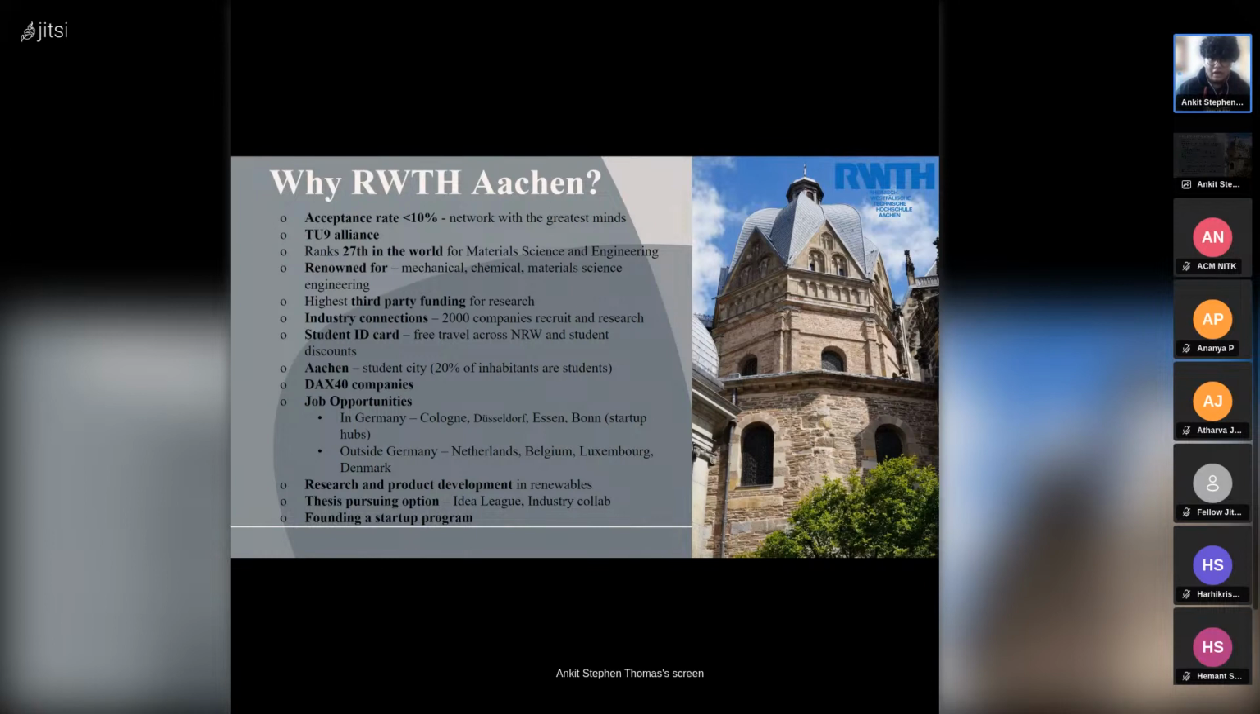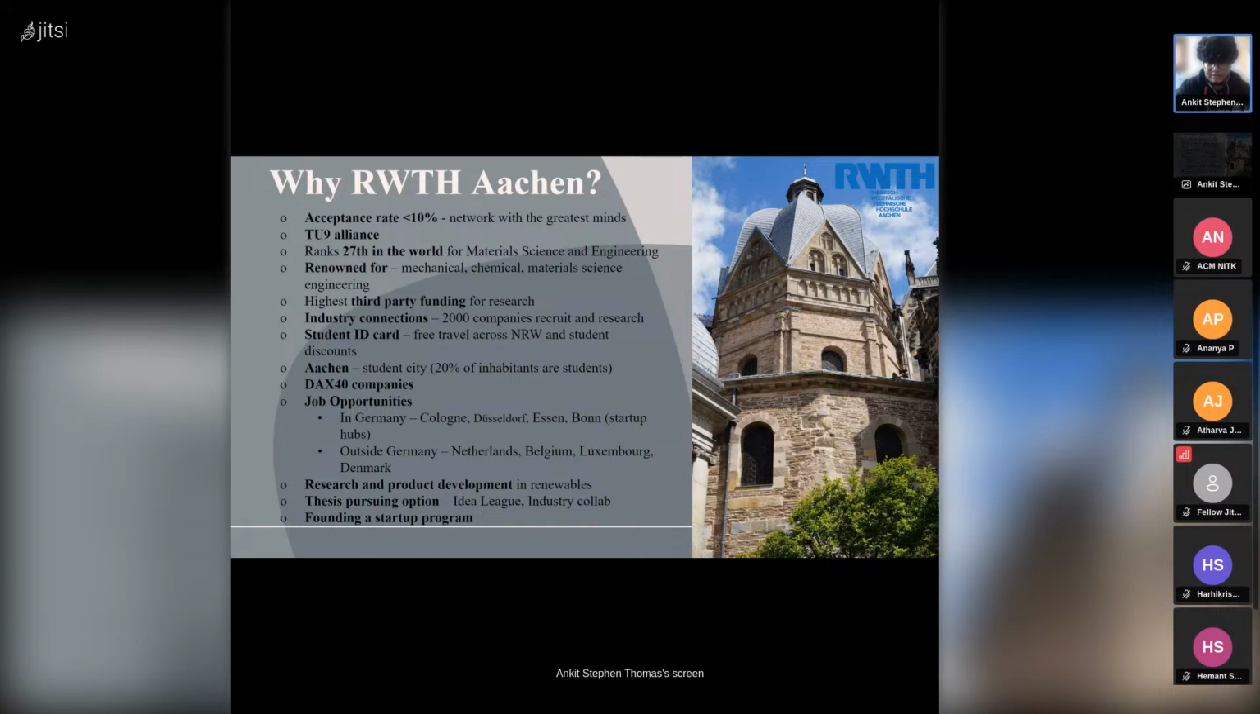RWTH Aachen is famous for mechanical, chemical, and material science engineering. Fun fact: in Germany, along with the in-house funding that RWTH Aachen has for research, it has the highest third-party funding, and more than 2,000 companies collaborate with it for research and for recruitments on a yearly basis.